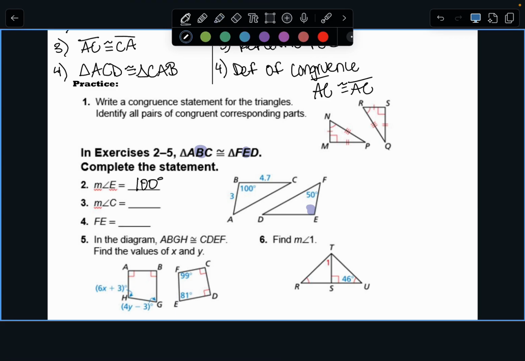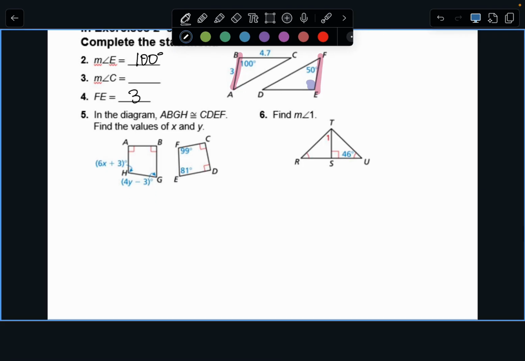Okay. Let's do FE. Here's FE. What does FE go with? Go ahead, Greta. AB. Yeah, right here. So what does FE equal? 3. The pink ones are 3. Okay. Last one we'll do together is number 6, and then I want you to do the rest of them by yourself or with a partner before you do your homework.